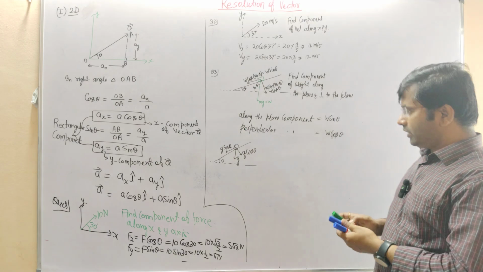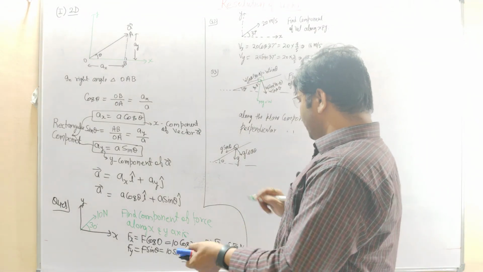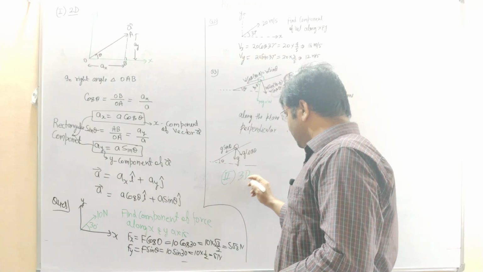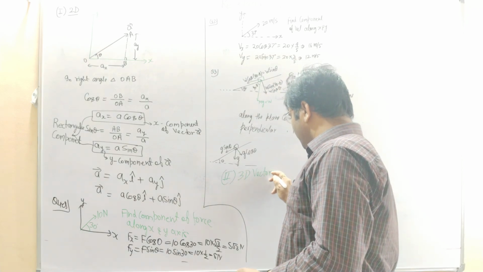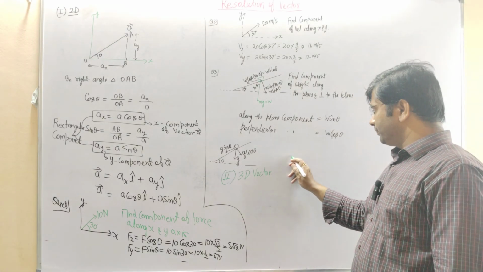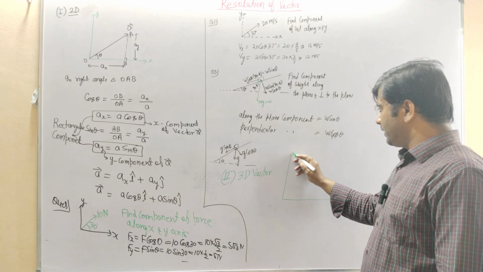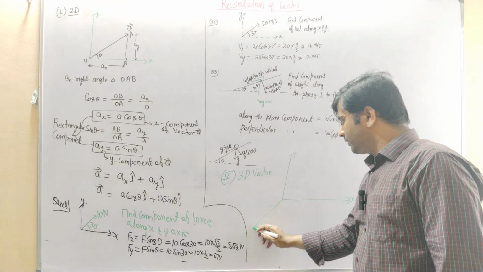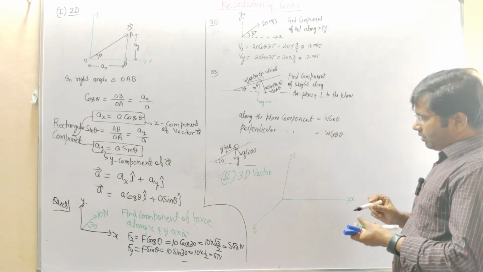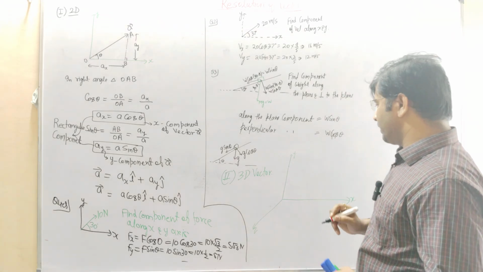Next, the second one is for 3D. So the second part is 3D vector. 3D vector means I will take here axes. This is x, this is y, this is z. So here I am taking a vector. Let me draw one box here.